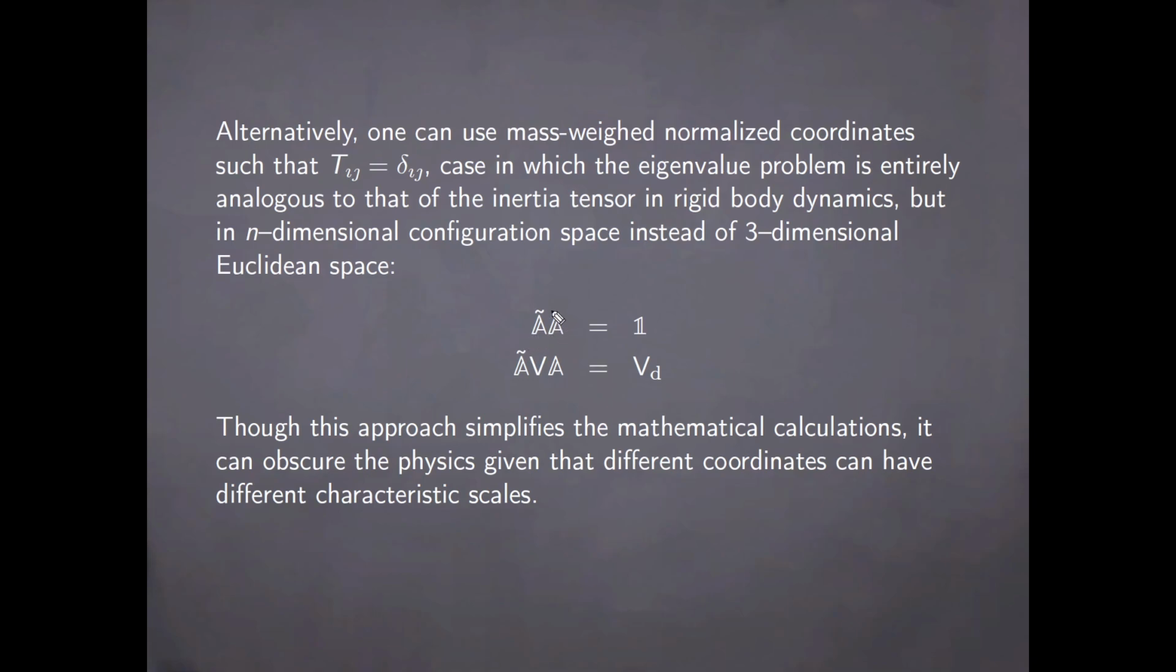So the equations reduce to the orthogonality condition for the eigenvectors matrix and the congruence transformation of V, bringing it to the diagonal form here. This approach has the advantage of simplifying the mathematical calculations, but the problem is that it can obscure the physics, given that different coordinates can have different characteristic scales. So it's an approach that, for the most part, I will not use in these discussions.